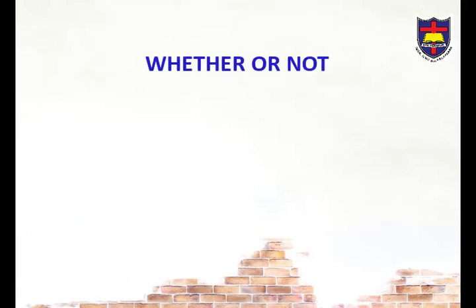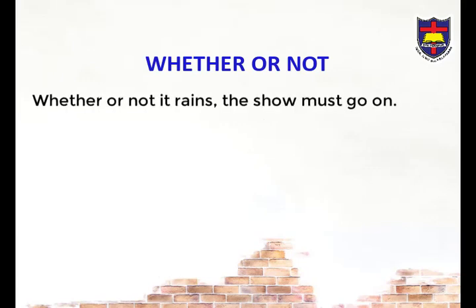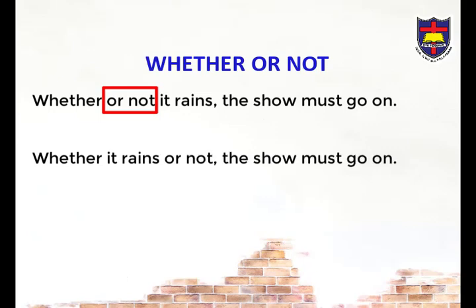Another alternative to if is whether or not. Whether or not focuses that something will happen in any case or condition. This conjunction emphasizes that a specific situation will continue no matter what happens. Now look at the example. Whether or not it rains, the show must go on. You can put the words or not right after the conjunction whether. Or you can also put them at the end of the clause. Just like this. Whether it rains or not, the show must go on.